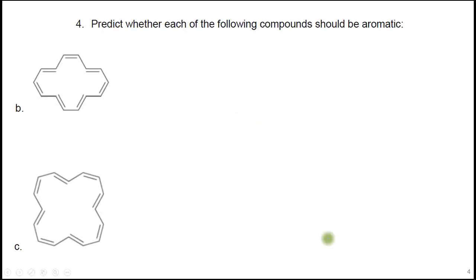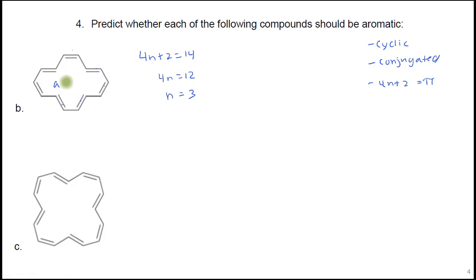To predict whether each of these things are aromatic, it has to be cyclic, conjugated, and have 4n plus 2 pi electrons. So if I add up the number of electrons here, this is cyclic, it is conjugated. We have alternating double bonds and single bonds. I have 2, 4, 6, 8, 10, 12, 14 pi electrons. So it'd be 4n plus 2 equals 14. So if n equals a whole number, this is aromatic.